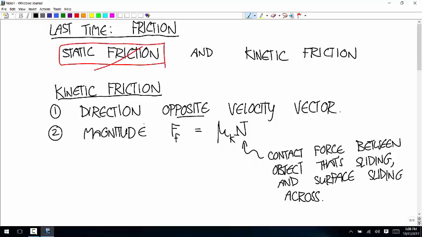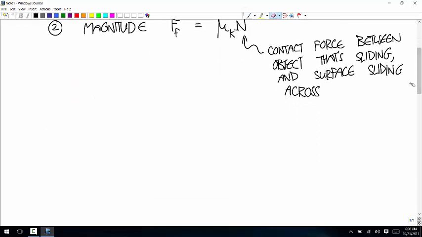Okay, so let's do a really simple friction problem. And then after that, I'm going to remind you of the really bad news about these friction problems. You were trying to forget it, but you can't.